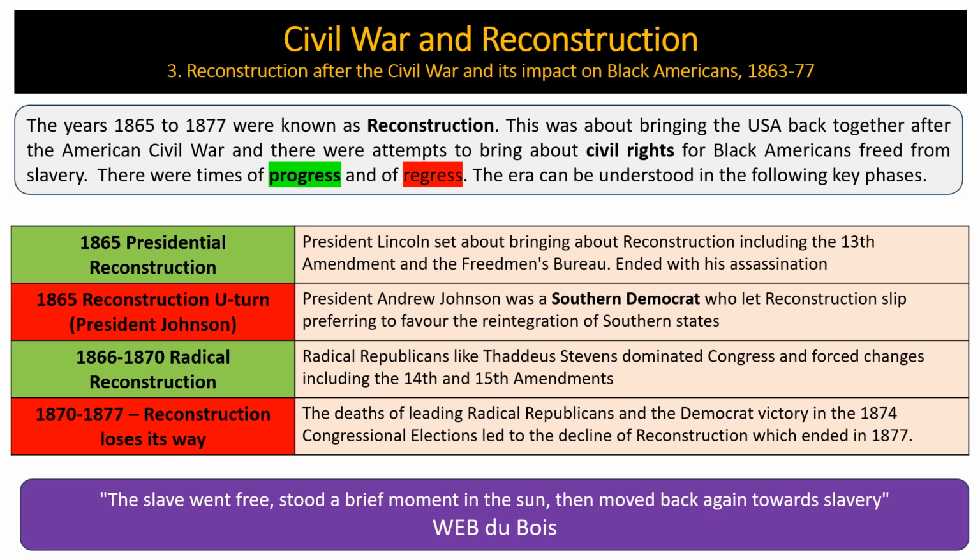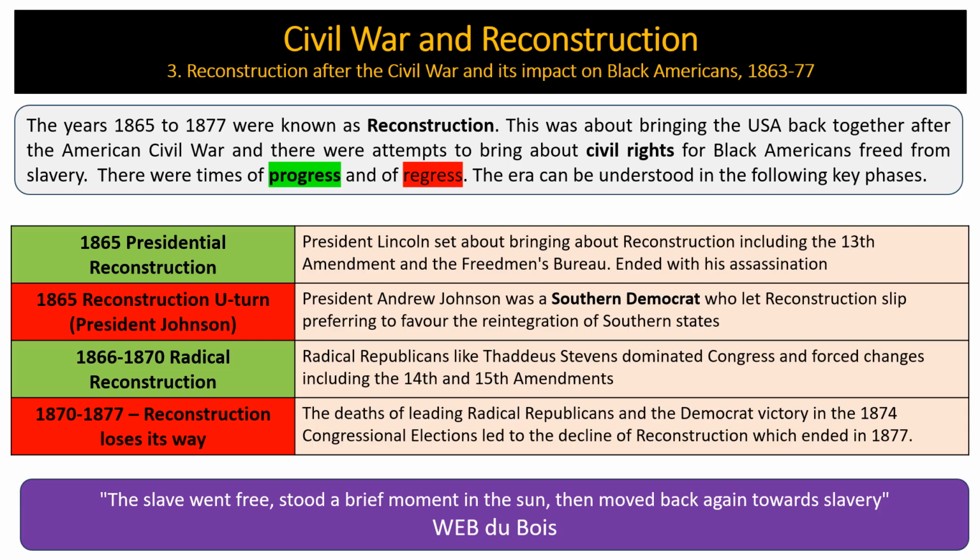So the green ones show progress, so there's the era of presidential Reconstruction with President Lincoln. That includes the 13th Amendment and the Freedmen's Bureau. There is also progress with radical Reconstruction, which is when radical Republicans like Thaddeus Stevens dominated Congress and forced changes like the 14th and 15th Amendments. But the times of regress are the Reconstruction U-turn from President Johnson, who was a Southern Democrat who let Reconstruction slip, preferring to favour the reintegration of Southern states, and then Reconstruction rather lost its way from 1870 to 1877. The death of leading radical Republicans and the Democrat victory in the 1874 congressional elections led to the decline of Reconstruction, which formally ended in 1877.